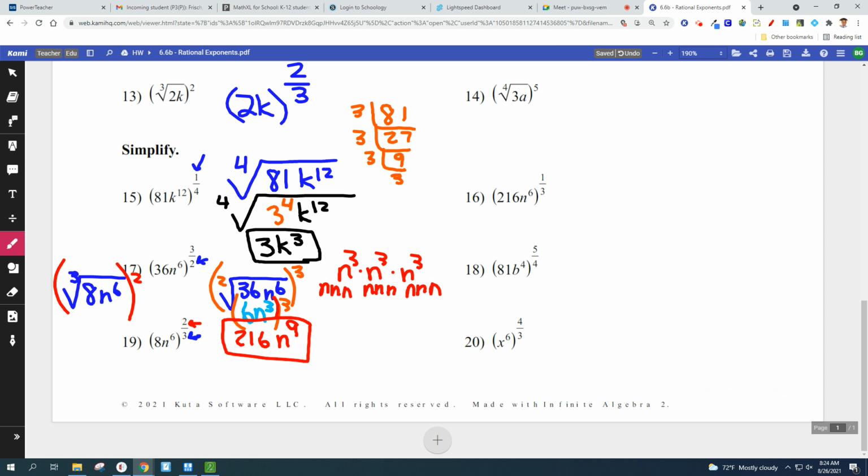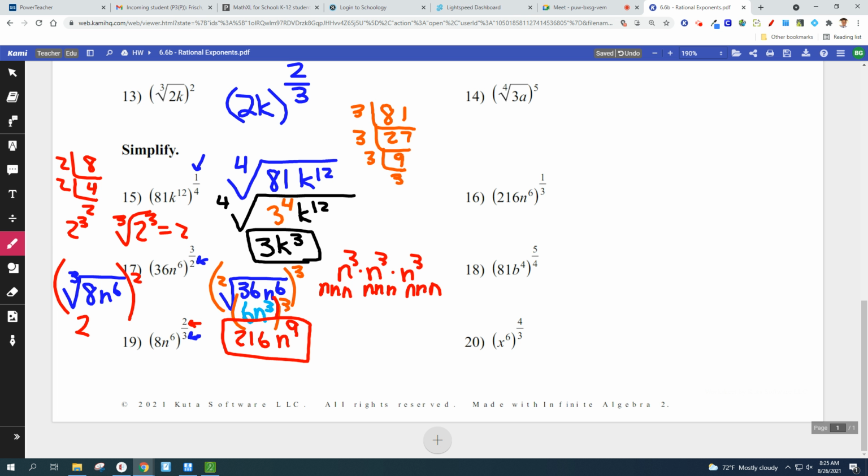So third root of 8. Anybody know third root of 8? It's 2. Very good, because 2 times 2 times 2 is 8. That's right. The third root of 8 is 2. Again, if you didn't know that, you could break it up like this and see that 8 equals 2 to the third. So you're doing the third root of 2 to the third. 3 goes into 3 one time. That's 2. Okay. So now I've got the third root of n to the 6th.